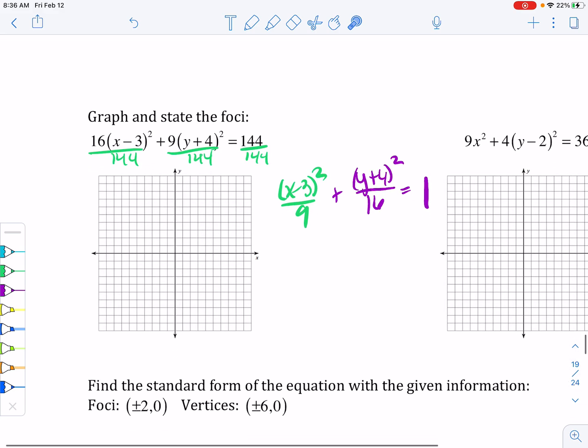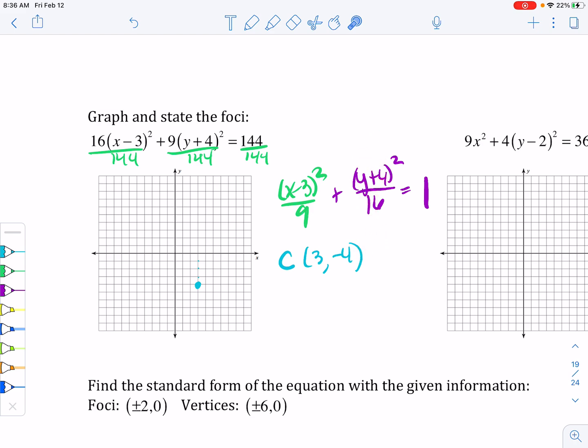So here, the center is located at the opposite of here, so positive 3, and then the opposite of here, so negative 4. So 3, negative 4, 1, 2, 3, 4 is right there. Okay. I know my major axis is with the y's because 16 is bigger than 9. So I'm going to be going up and down more.